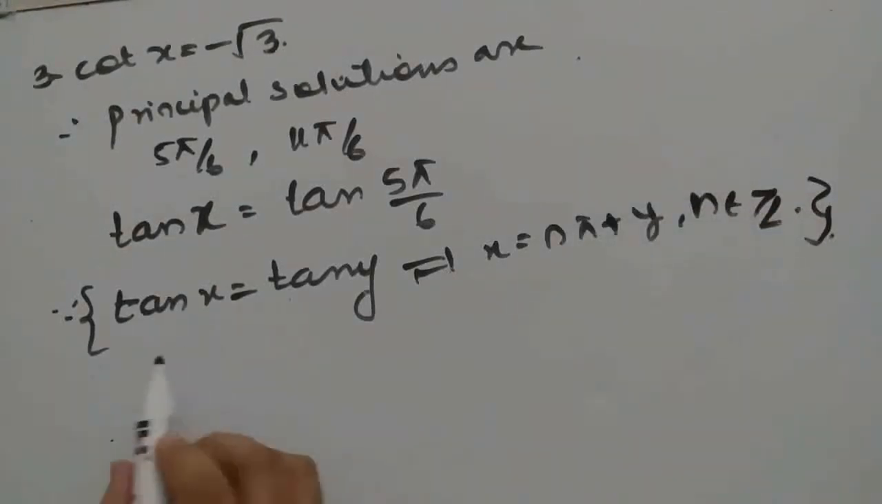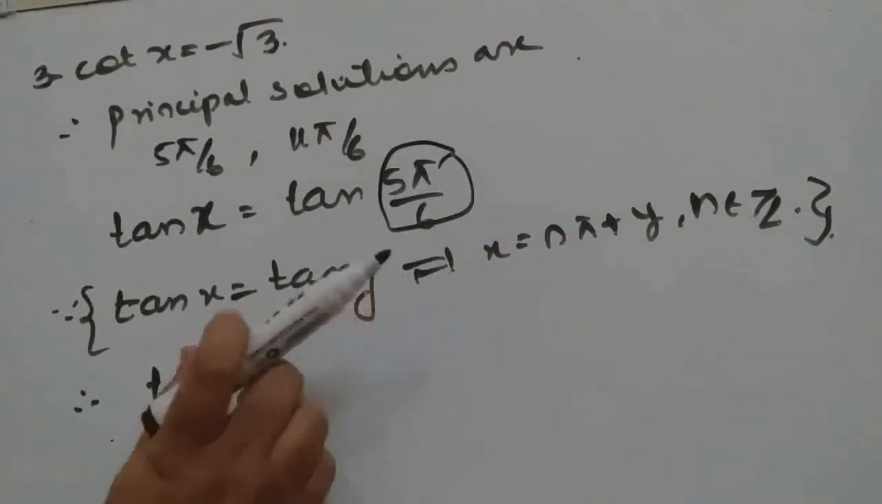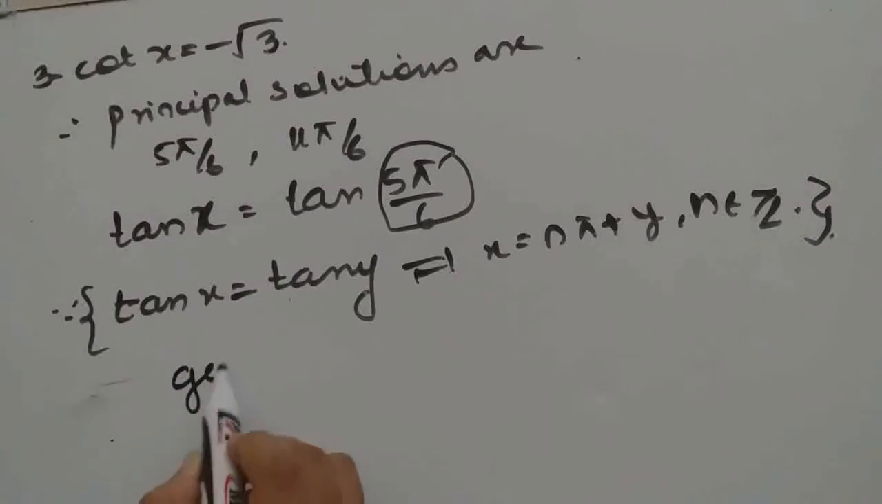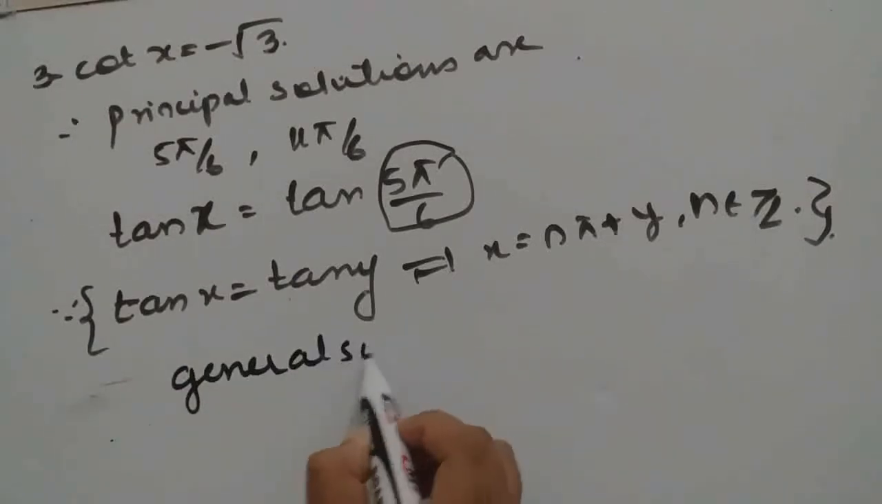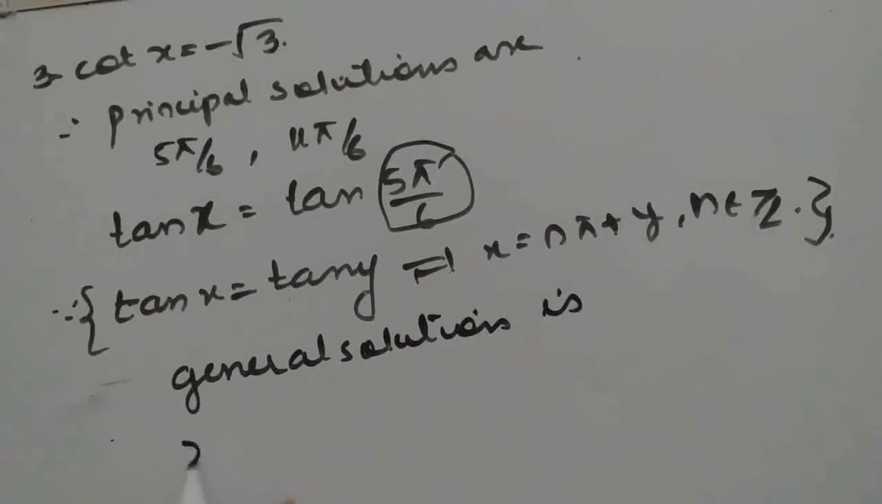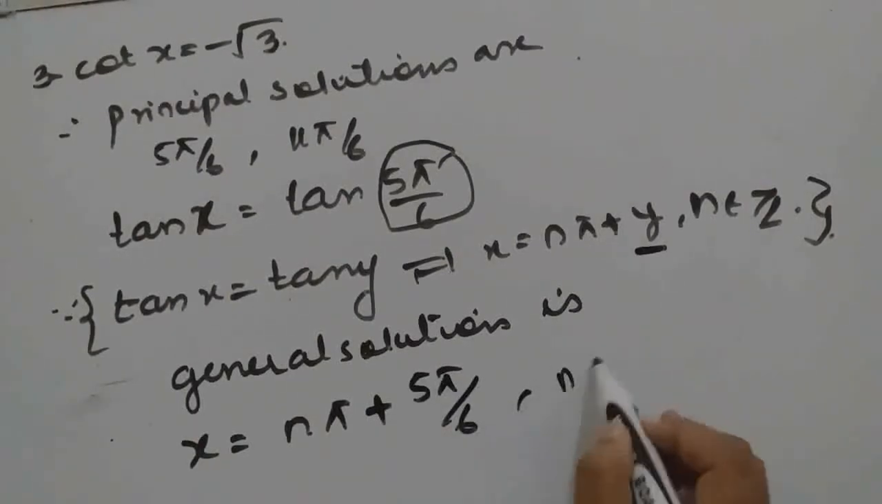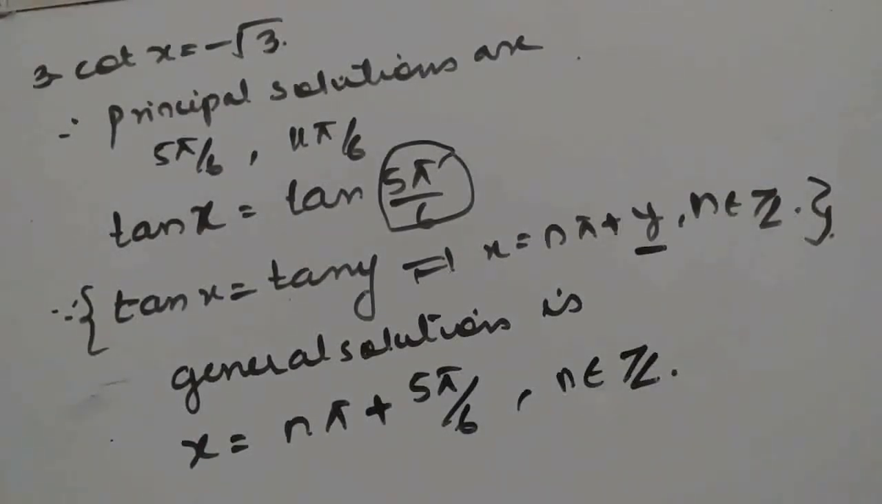So what we can write here, therefore tan x, what is y here? 5 pi by 6. So directly we can write, therefore general solution is x is equal to n pi plus y, which is 5 pi by 6, n belongs to Z.